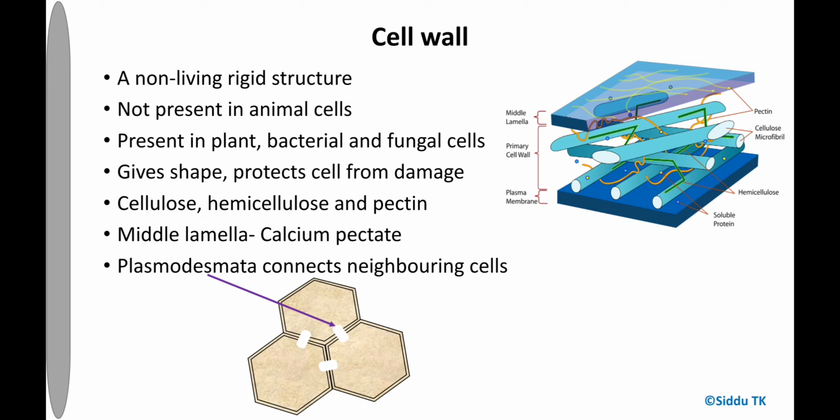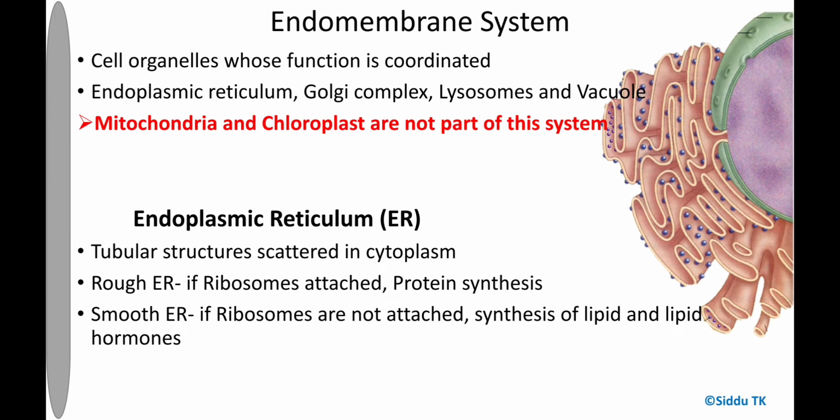These help in transport of molecules from one cell to another neighboring cell. Many cell organelles work as a team. Their functions are coordinated. These cell organelles are together considered in a system called the endomembrane system. Endo means inside. The organelles included in the endomembrane system are endoplasmic reticulum, Golgi complex, lysosomes and vacuole. Mitochondria and chloroplast are not included in this endomembrane system because their functions are independent and they are not coordinated.